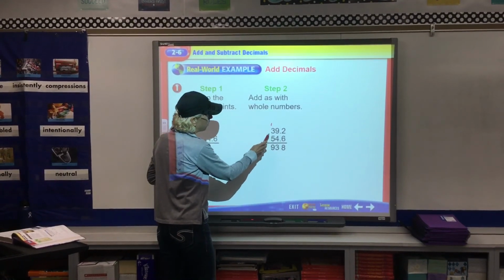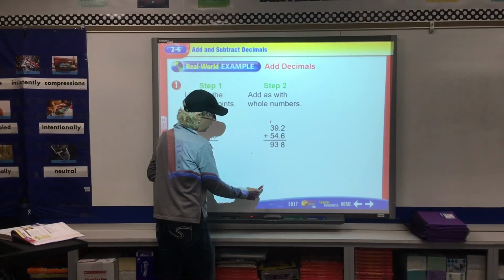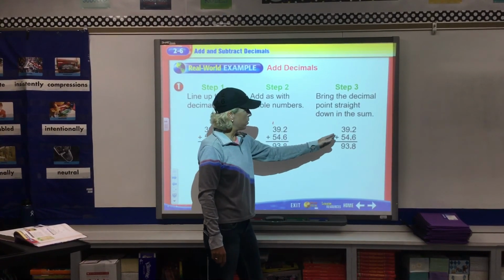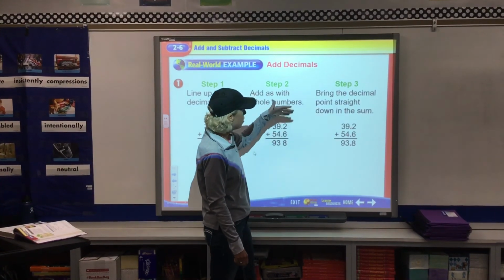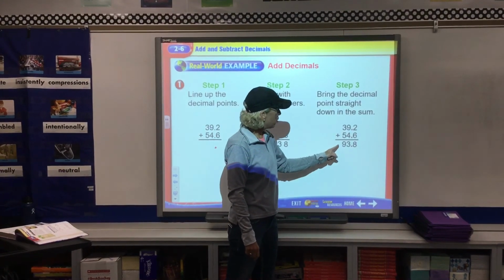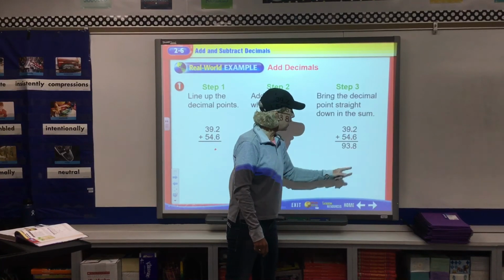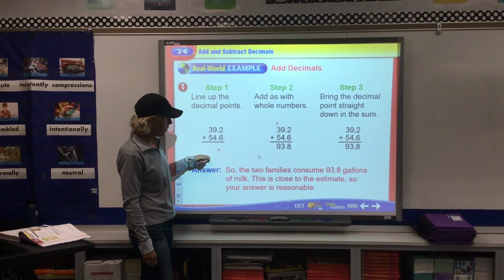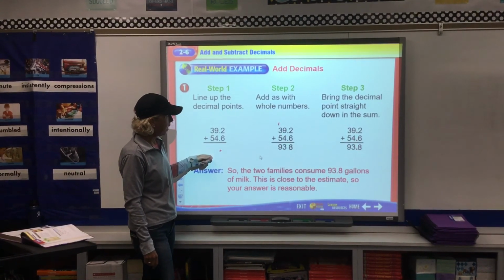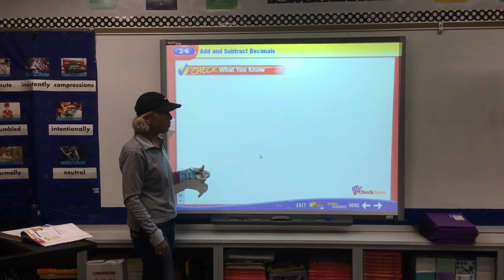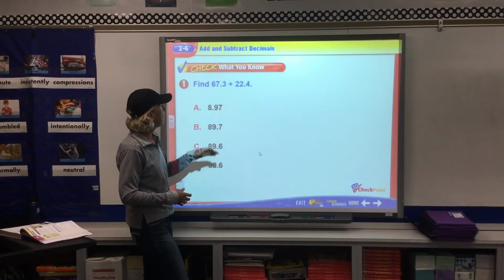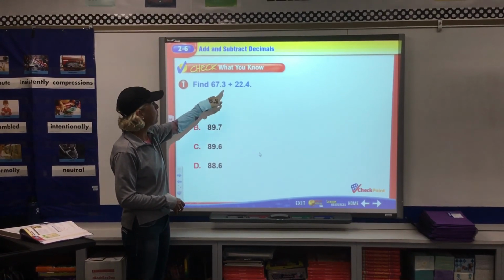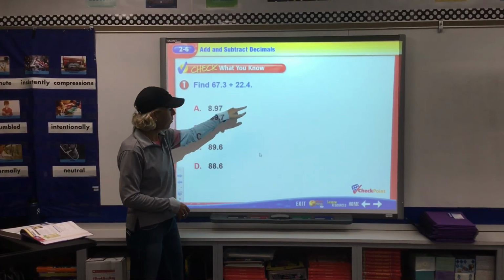And then 5 plus 3 is 8, plus 1 is 9. And then they brought that decimal straight down. So these two families in all drank 93 and 8/10 gallons of milk. Okay, and we know that that is very close to the estimate that we had, so it was a reasonable answer. Here they're going to ask us to find 67 and 3/10 plus 22 and 4/10.